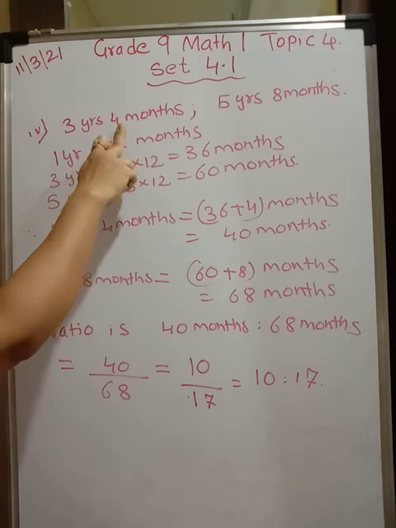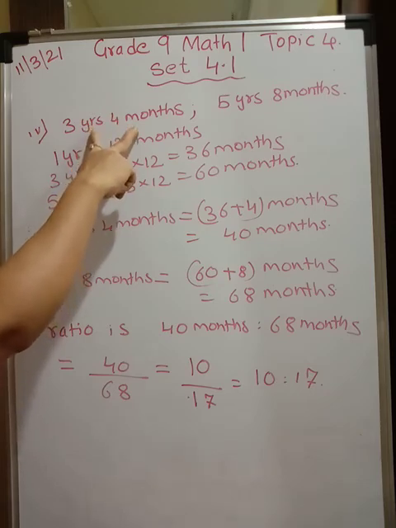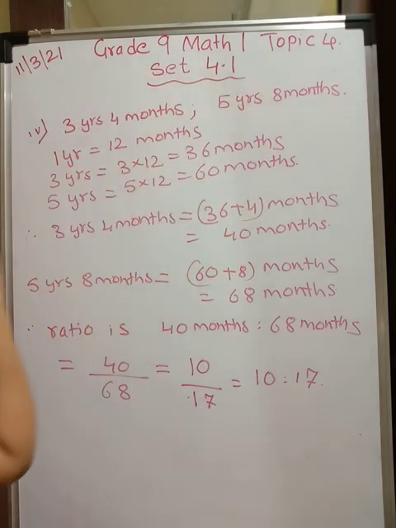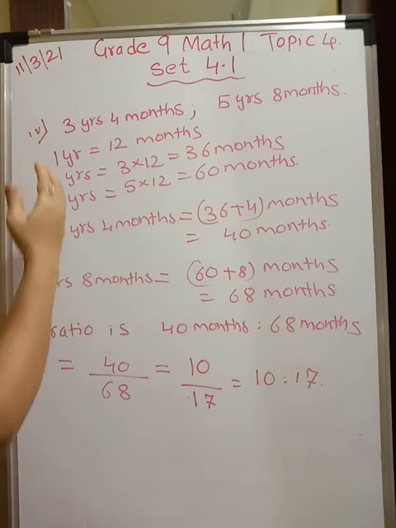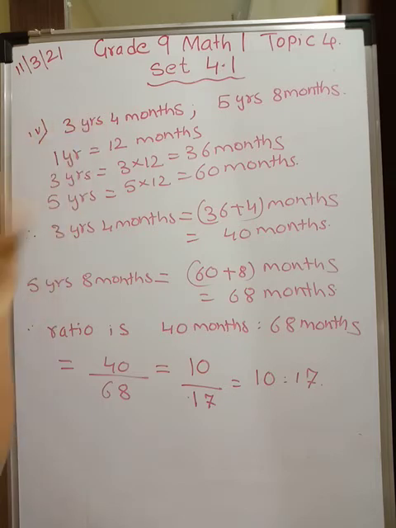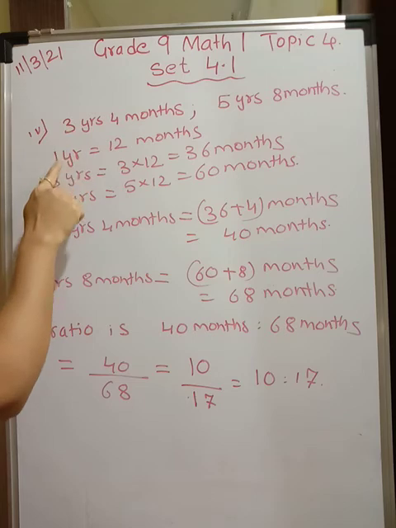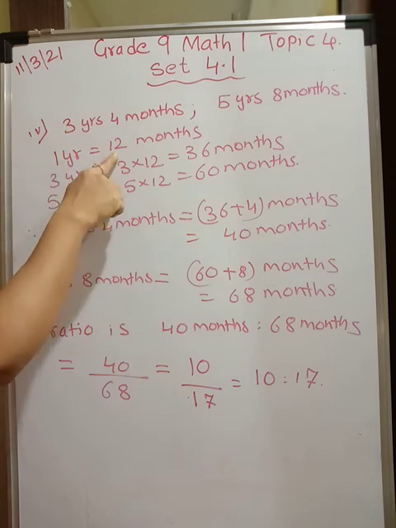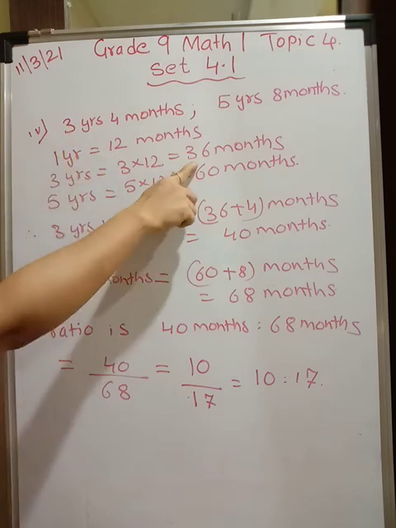3 years and 4 months. So a combination of years and months is given. Here also years and months are given. So you can't find the ratio like this. Convert either everything into years or everything into months. We know that in 1 year there are 12 months. So in 3 years there will be 36 months.